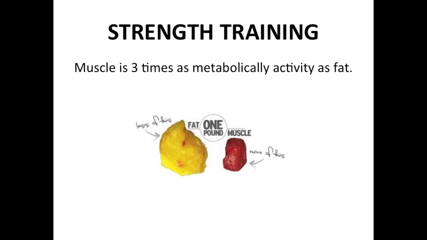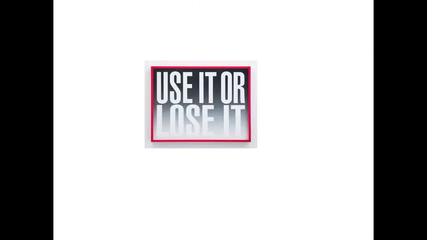Strength training. The biggest mistake people still make in wanting to lose weight and decrease their body fat is focusing only on aerobic exercise. Muscle is 3 times as metabolically active as fat, so it takes 3 times as many calories to maintain a pound of muscle as it does a pound of fat. One of the reasons why our metabolism slows down as we get older and we put on weight is because we lose muscle mass. It's estimated that we lose about 1/2 pound of muscle each and every year after our mid-20s, after about 25, if we're not sufficiently working our muscles. So the saying, use it or lose it, is very true.